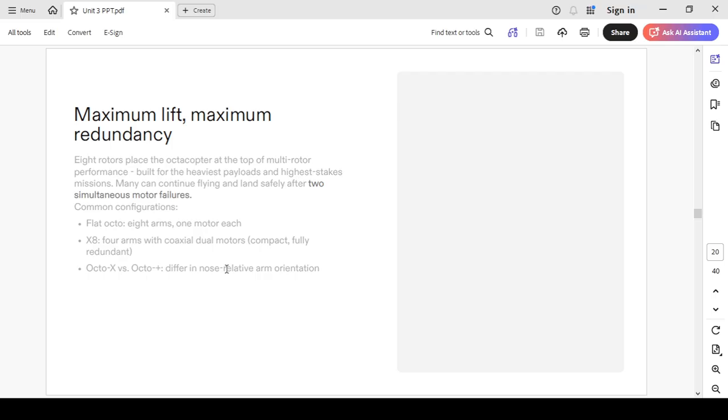So the common configurations would be flat Octa, 8 arms with 1 motor each; X8, 4 arms with coaxial dual motors, compact and fully redundant; and Octa X or Octa Plus, which are the configurations where we talk about the plus or X orientation.